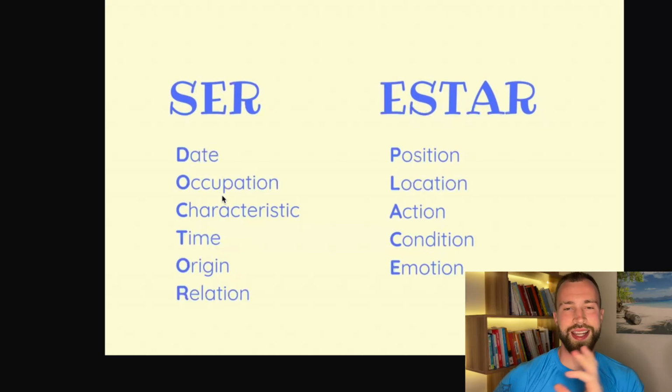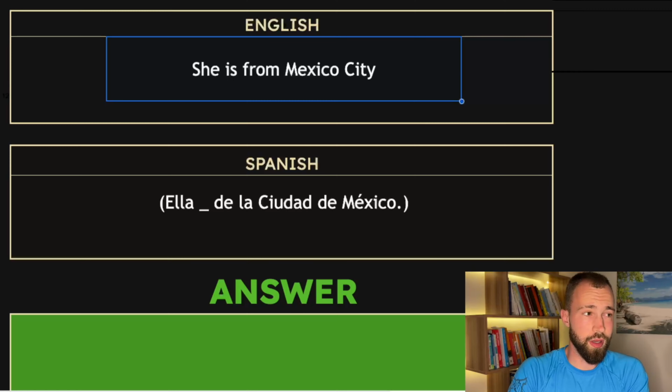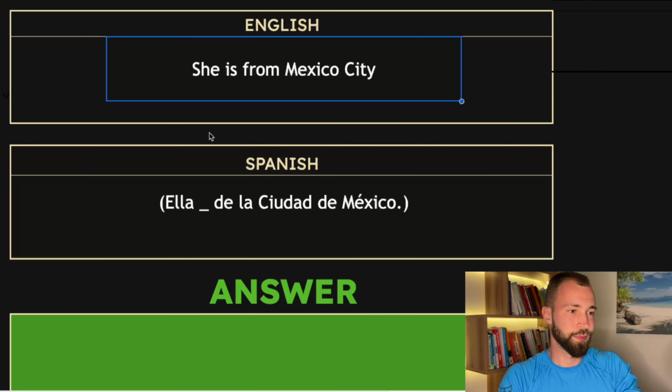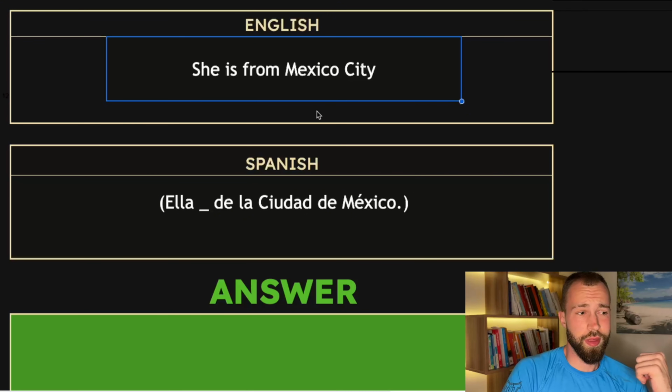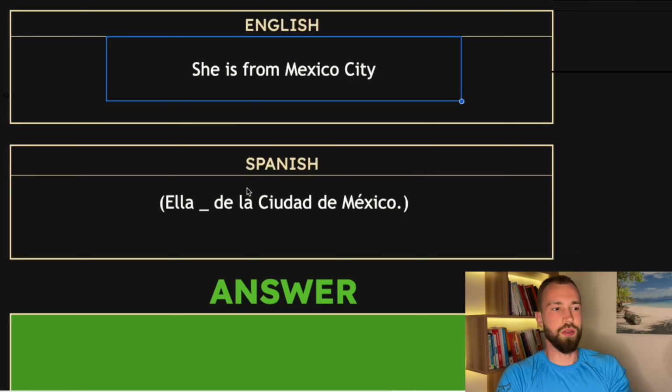But a lot of people, they're done there. Okay, I know when to use ser, I know when to use estar, but they never actually practice it. And so when it comes time for them to actually use it, they don't know which one to use. And so what you want to do is actually practice it. So an exercise that I like to do, and I did this more before than I do now, but I would practice actually having to use ser or estar.